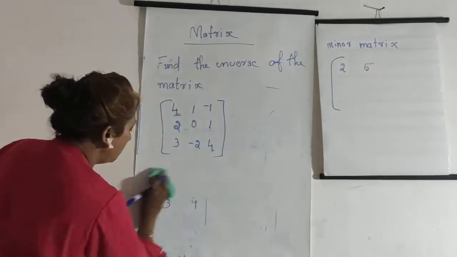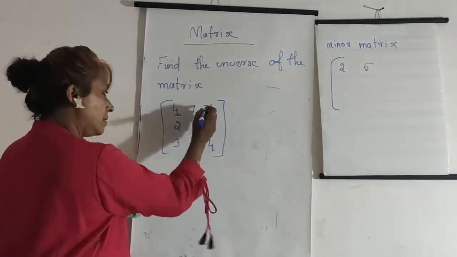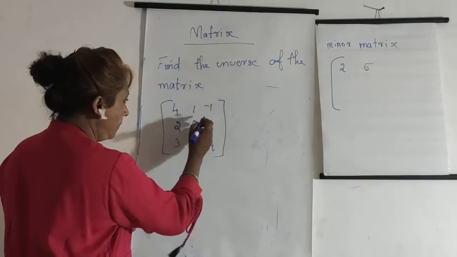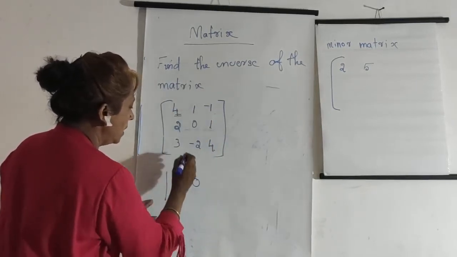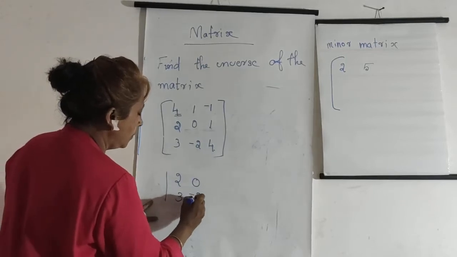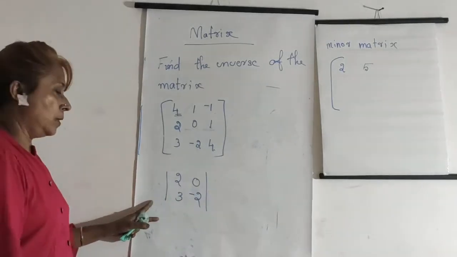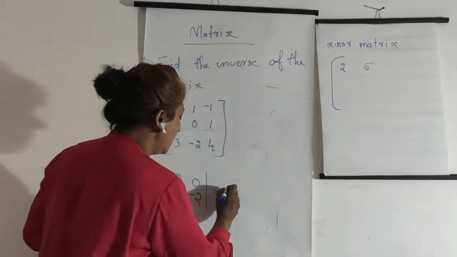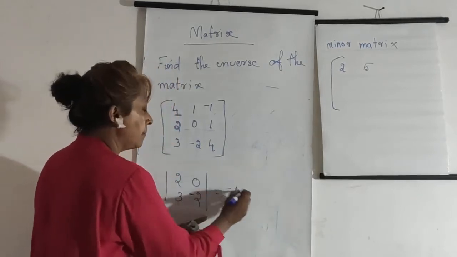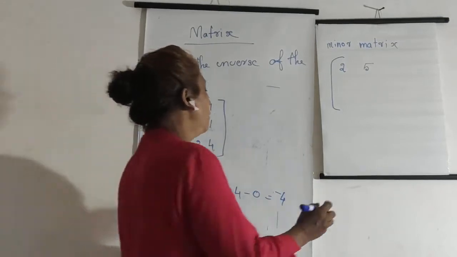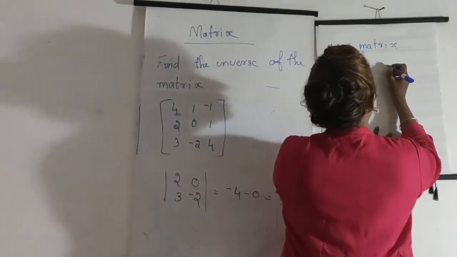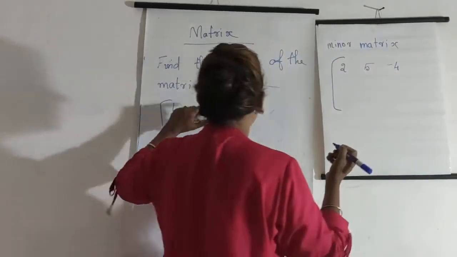And then the minor for this negative 1. What is the minor for this negative 1? You can see this one and this one are gone. Its minor is 2, 0, 3, negative 2. So this determinant value is 2 times negative 2, it is negative 4, minus 0. It's negative 4 itself. So I am going to put negative 4 here in the place of this negative 1.